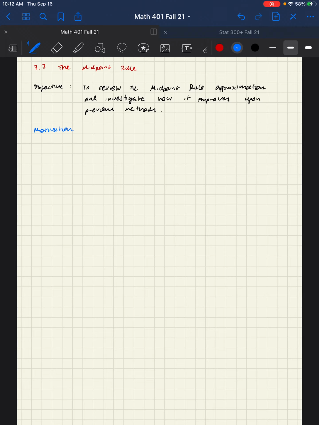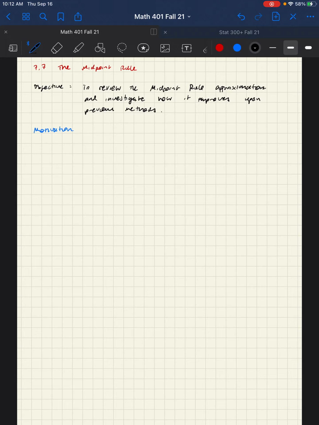Okay, we're still working on 7.7. Now we're going to talk about the midpoint rule approximation. We're going to review this actually, because we've kind of seen it already. It was another equivalent way of obtaining the definition of the Riemann integral. But we're going to investigate it now as an approximation properly, and investigate how it improves upon our previous methods, the left and right endpoint approximations.